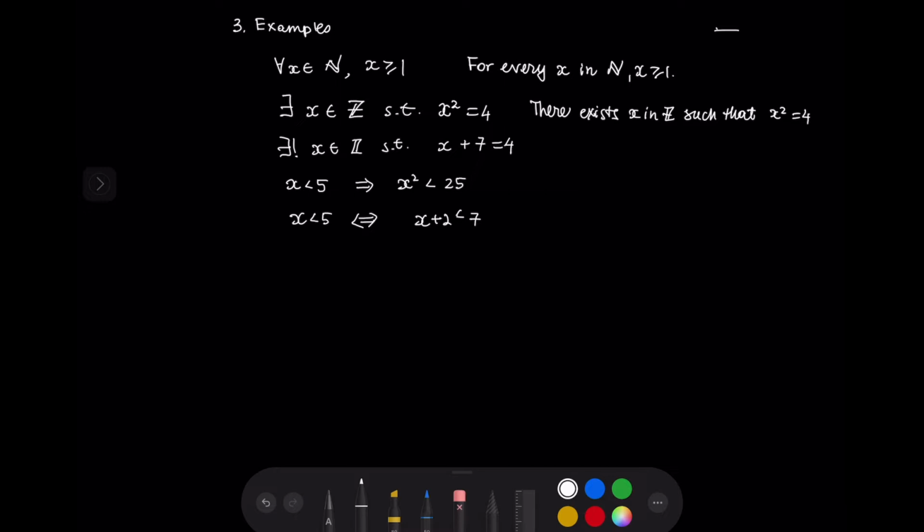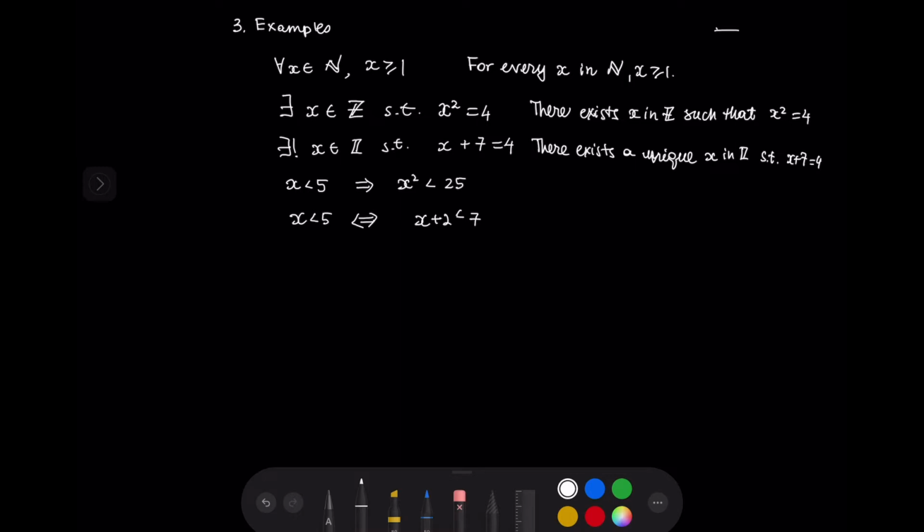The next statement we can read as follows: there exists a unique x in Z such that x plus 7 is equal to 4. And definitely the only x such that x plus 7 is equal to 4 is negative 3. So, that's a unique x.